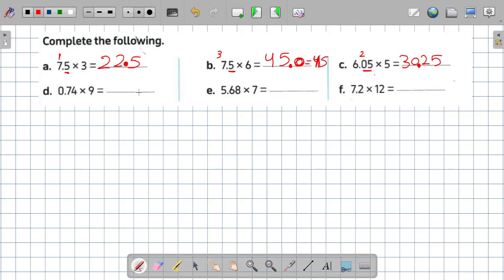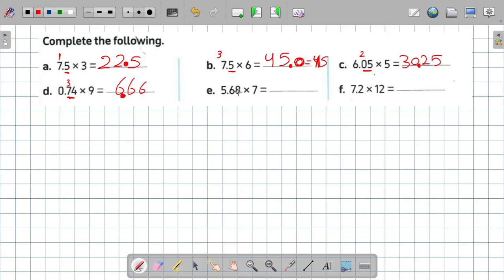Next, I have 0.74 times 9. 4 times 9 equals 36. So I will write 6 and carry up 3. 9 times 7 equals 63, and plus 3 equals 66. So it will be like this. Okay? Next, I have 2 digits here, so I will put the decimal point after 2 digits. So I have 1, 2. So I put the decimal point here. So it's 6.66.